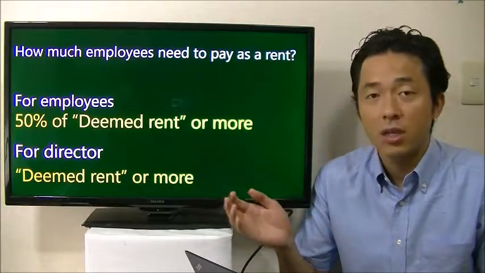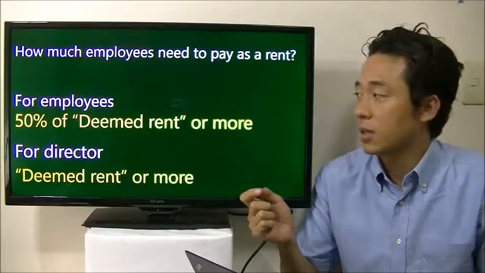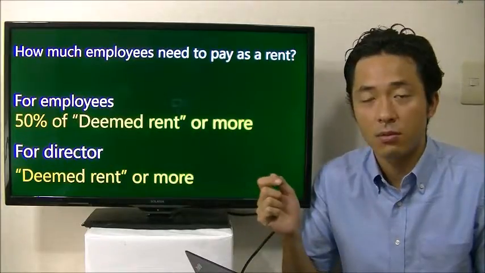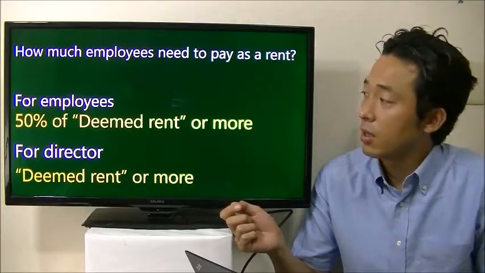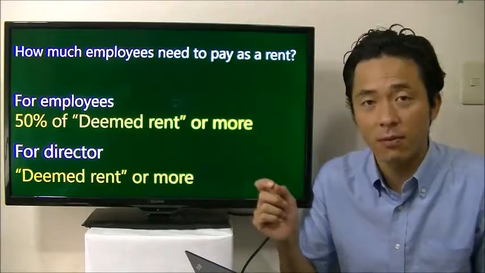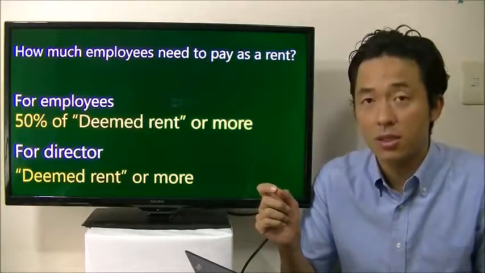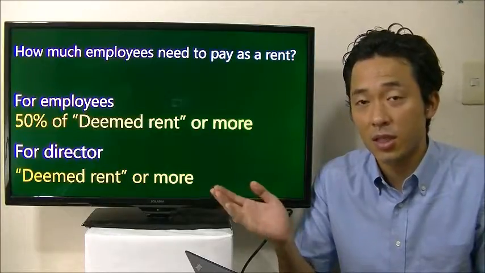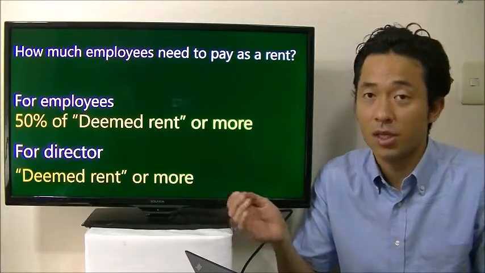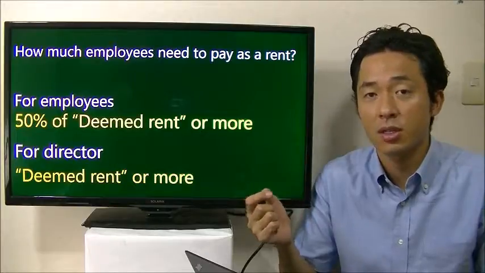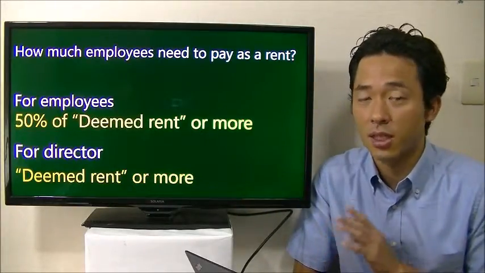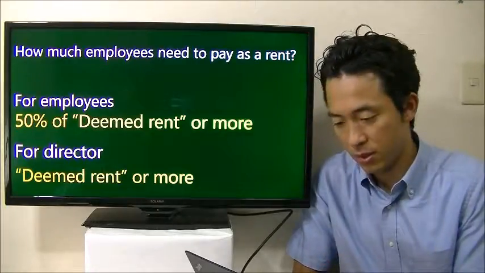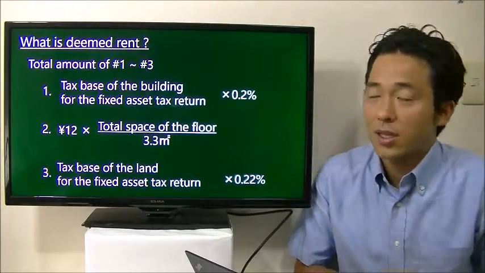For the employee, 50% of the deemed rent has to be paid to the companies, and the treatment for the director is different. Directors pay the total amount of the deemed rent or more to the companies in order to avoid the taxation. But how to calculate the deemed rent? What is the deemed rent?